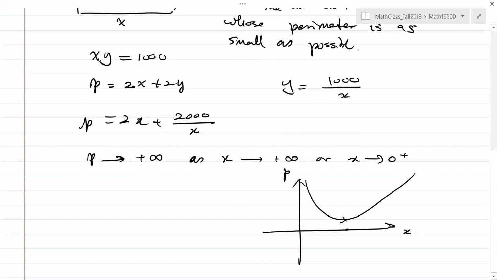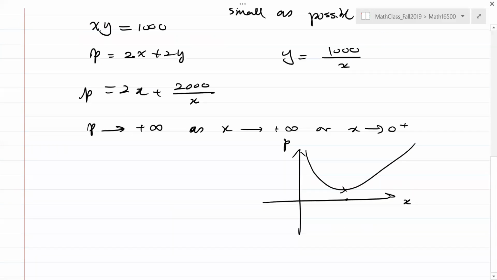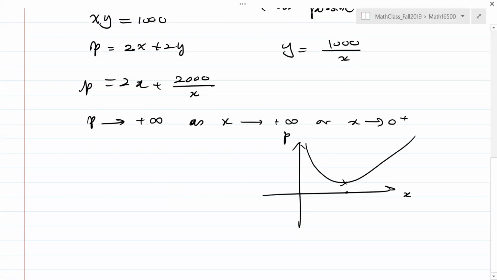So all I have to do is find the critical number. I'm pretty sure at the critical number, the function has an absolute minimum value. If there's only one critical number, that's clear; if there are two, then you have to compare. So find the derivative. It's going to be 2 minus 2,000 over x squared. Then I set this to 0 and solve the equation.